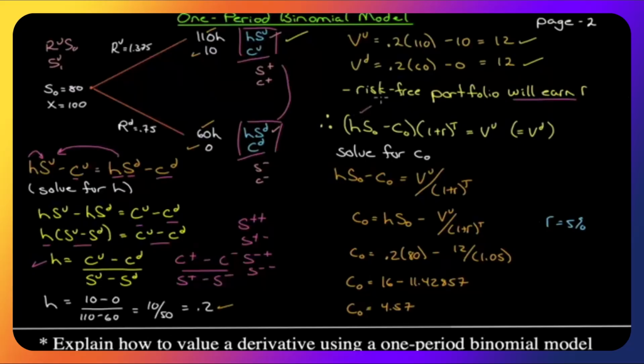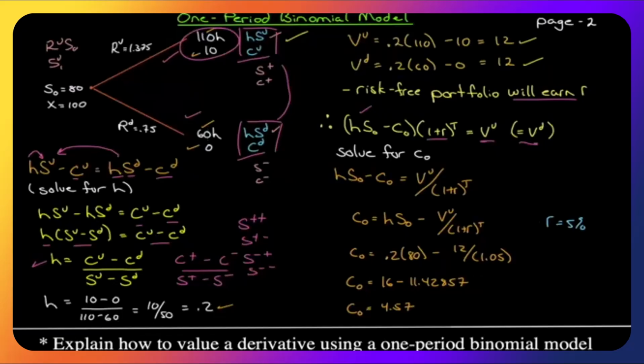This is what we started with. So many shares of S naught minus the call. Well, it will earn R, and that will equal the value up, or it can equal the value down. You can set it equal to up, or you can set it equal to down. I've always just chosen up through my career because it just makes no difference which one we choose, so I always just choose the upper one. If you feel more comfortable choosing the portfolio on a down move, you'll come up with the same answer.